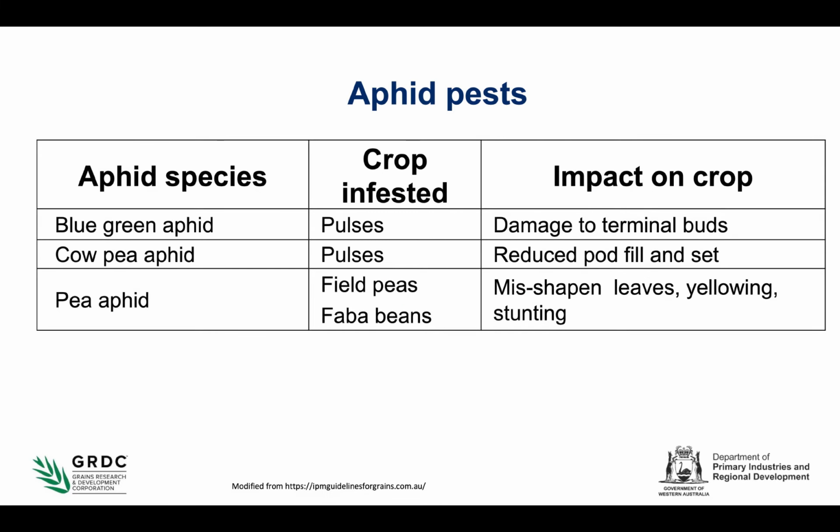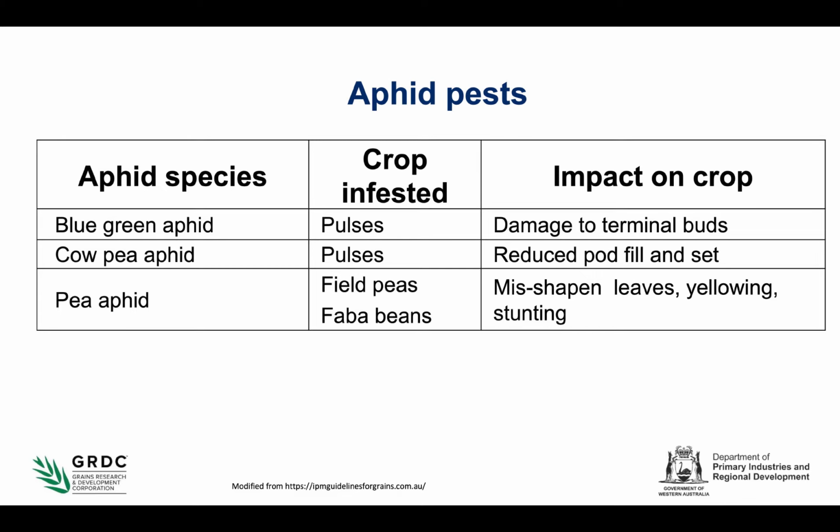To the next topic, which is aphids. So look, there are 3 main pests of aphids in pulses. The blue-green and the cowpea aphid are the most common in our landscape, and you'll find them over all the pulses. The pea aphid is less common, being found only on field peas and faba beans. However, it's really important that you do be able to tell the difference.